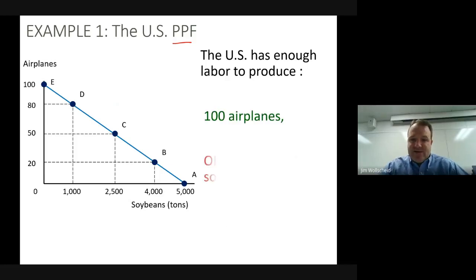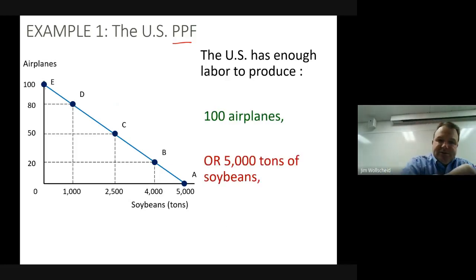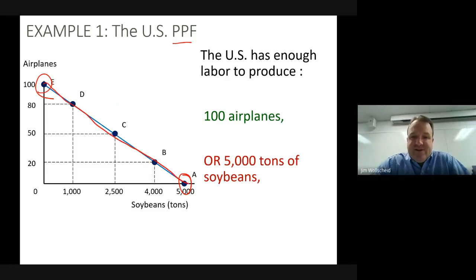So what we have is enough labor to produce 100 airplanes or 50 or 5,000 soybeans. And because it's constant, we have a straight line PPF. The easiest way to do this, solve for the endpoints, draw yourself a straight line.